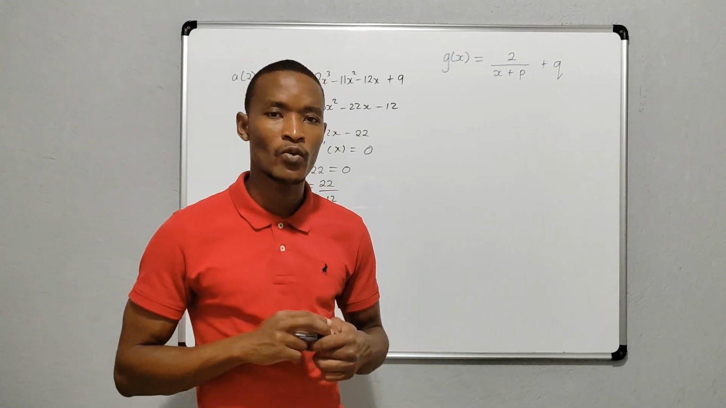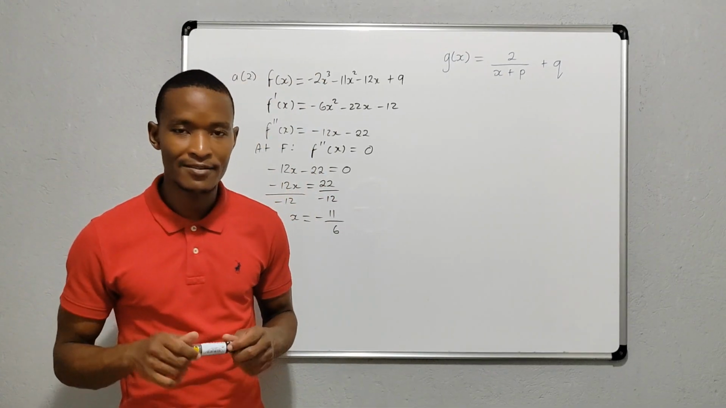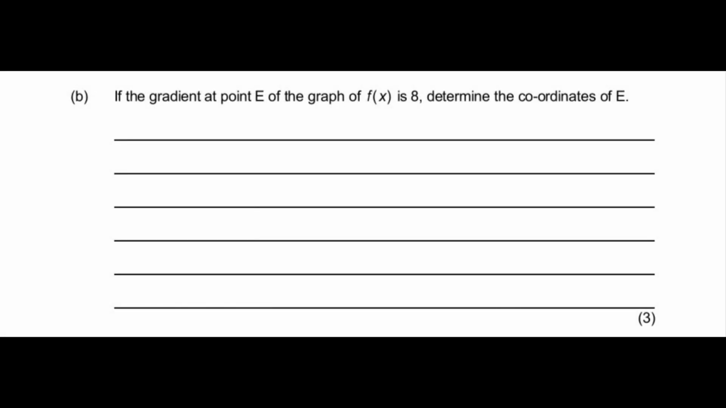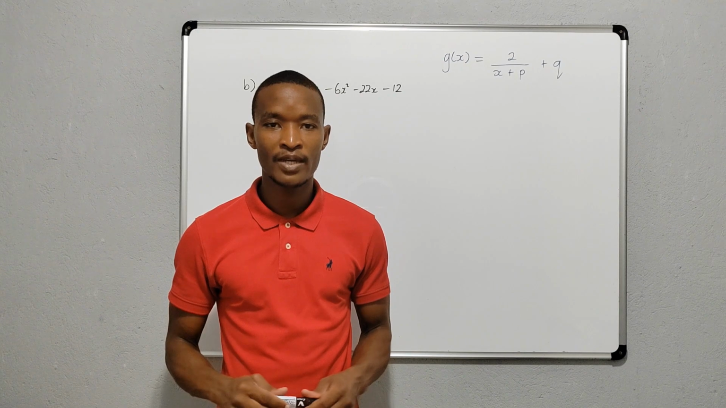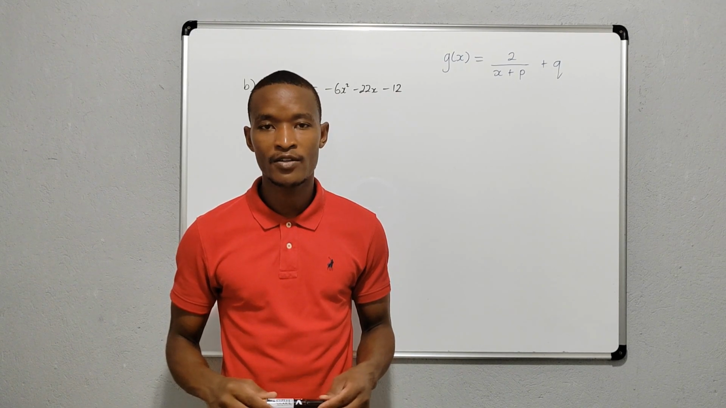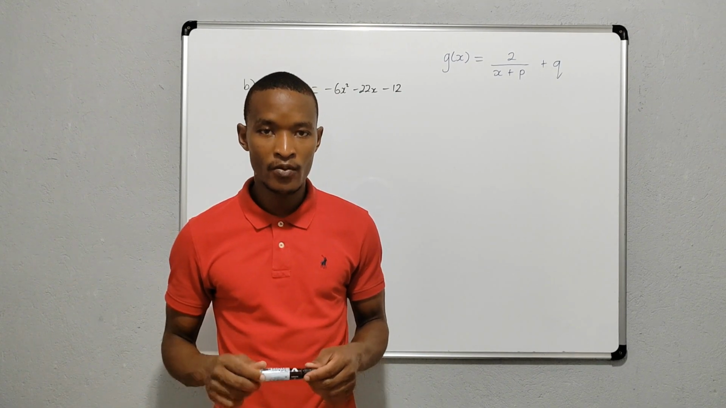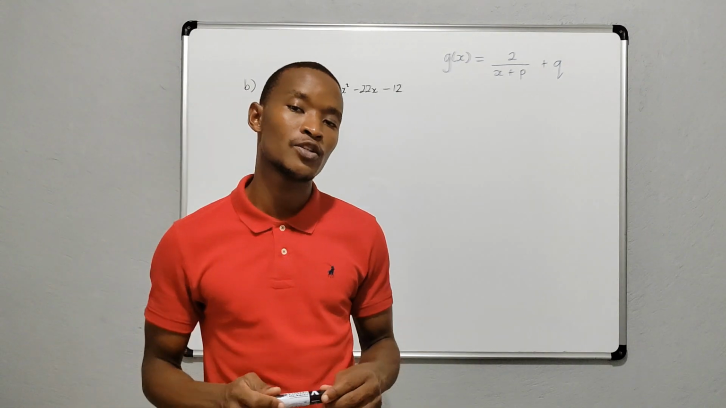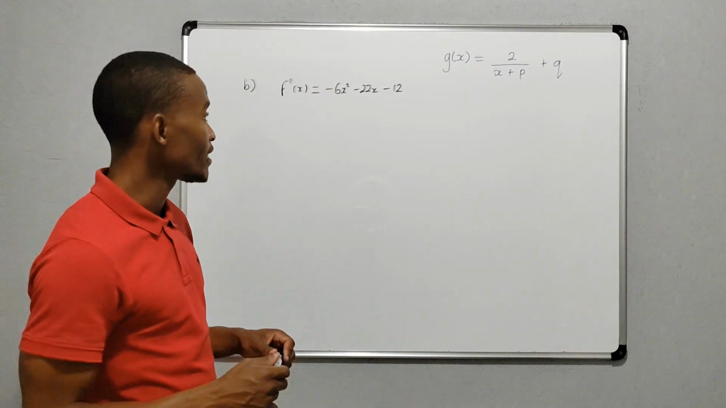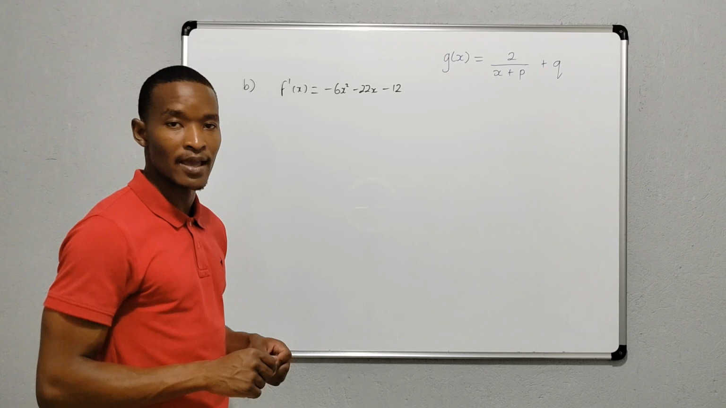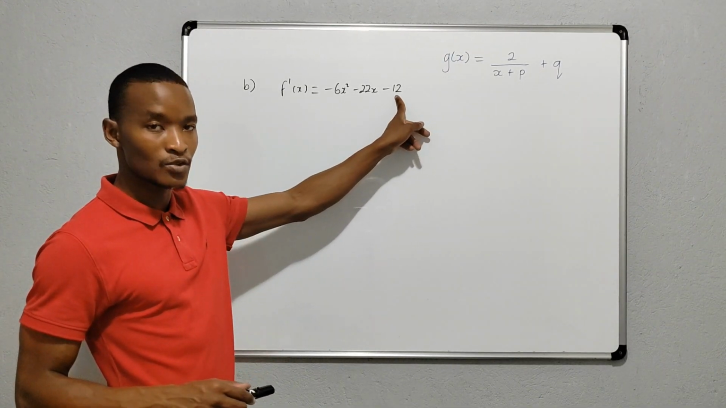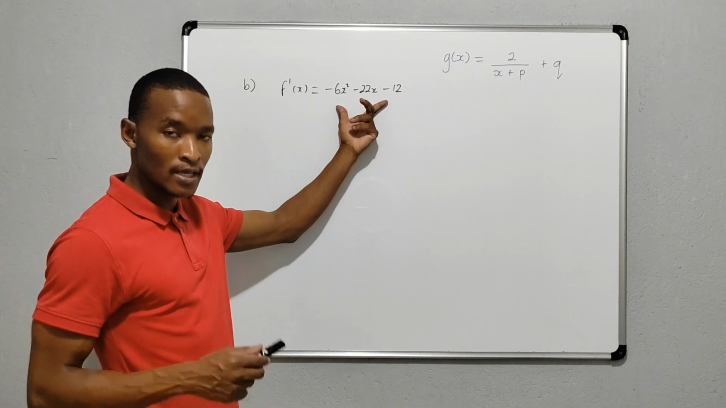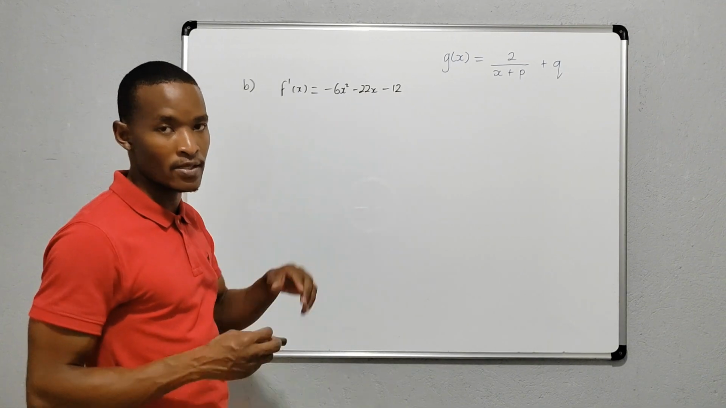Let us go to question B. Here it is. Alright, so in this question we are asked to find the coordinates of E, which is a point on F. However, we are told that the gradient at point E is 8. What is the expression that represents the gradient of the function? It's this one.